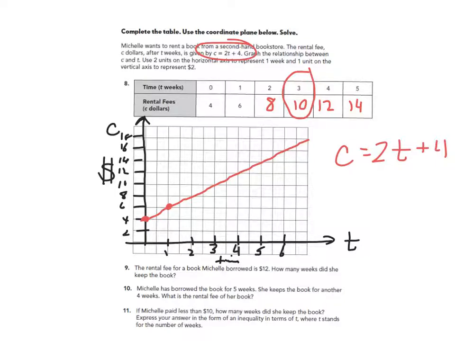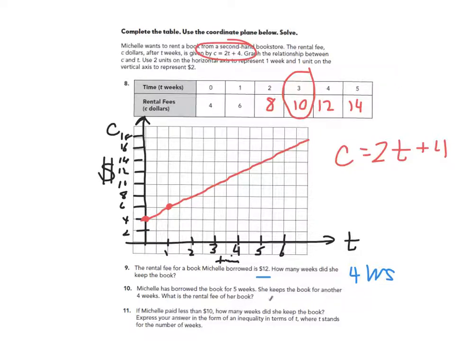They say rental fee for the book is $12. So let me find $12. Here it is, right here. It looks like it matches up with 4 hours. I could check it too. If I plug 4 hours in, 2 times 4 is 8, plus 4 more is 12. Yep, that works. It says Michelle borrowed the book for 5 weeks and then another 4 weeks. So what's the entire fee?